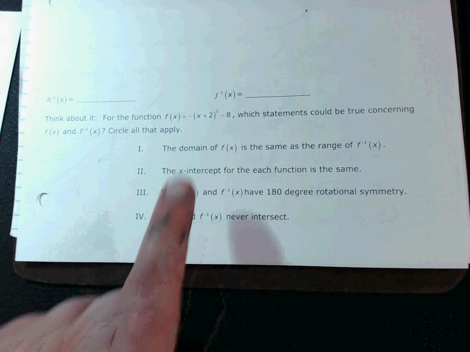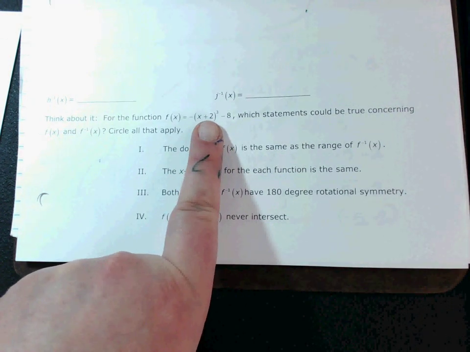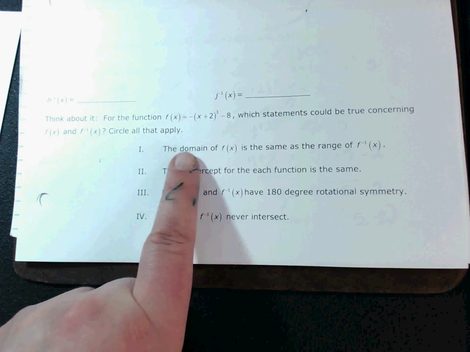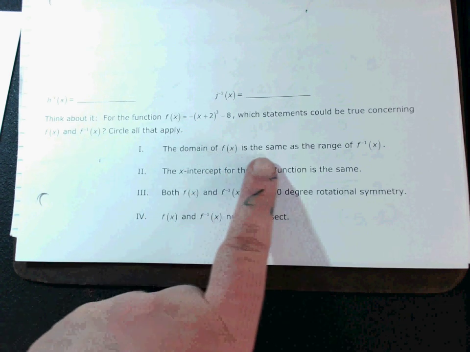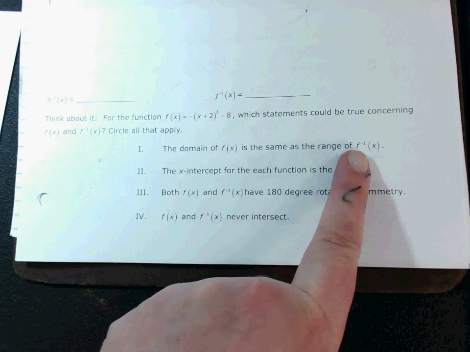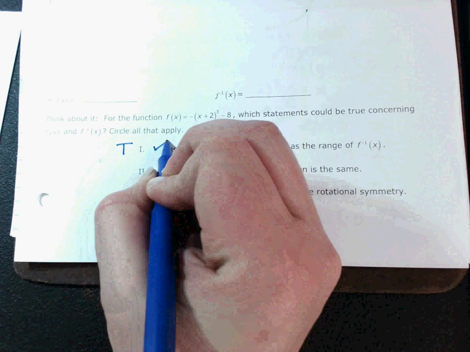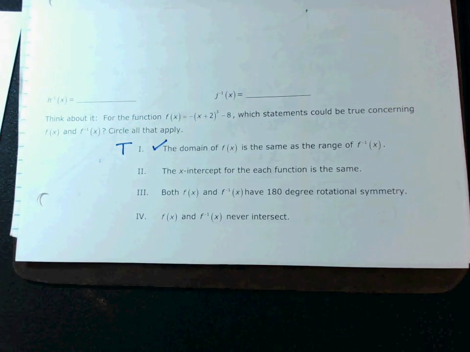And it doesn't even really matter the equation they give you. We're talking just about inverses. So statement 1, the domain of f is the same as the range of the inverse. True or false? True. Okay, the domain always matches the range of the inverse, right? That's always true.